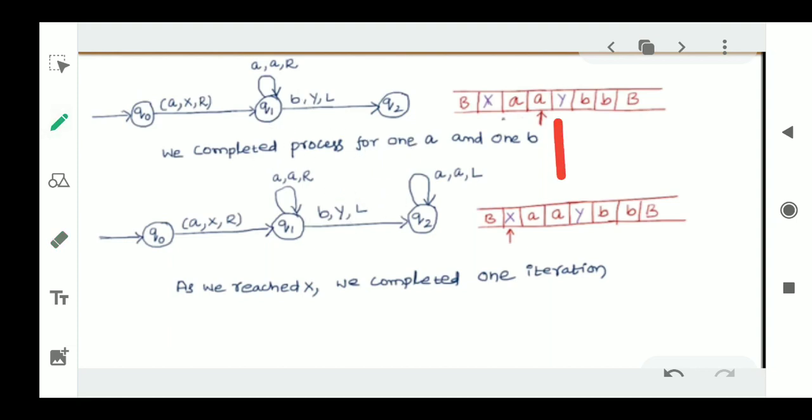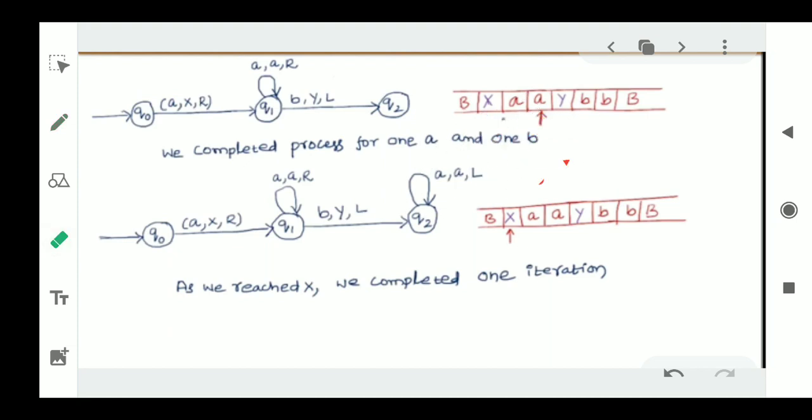See here, previously it was small b, we replaced it with capital Y, and whenever I replace that with capital Y, we will move in a left direction. Left direction means from Y onwards we will move left. So we have completed the process only for one A and one B. We have to continue the same process for all the A's and B's. So now we have to come back. We need to move left again until we find the symbol capital X.